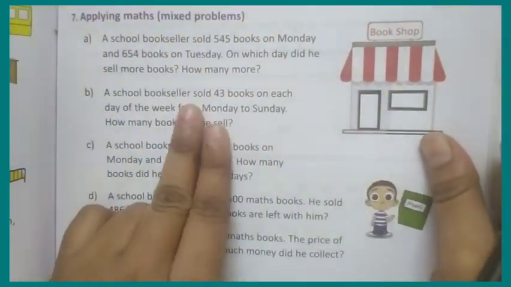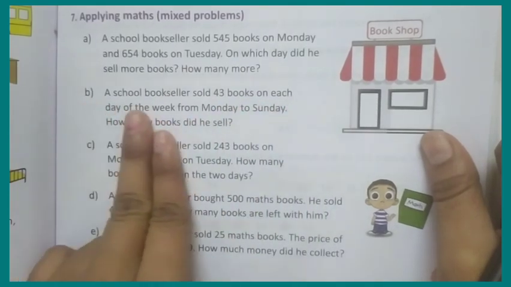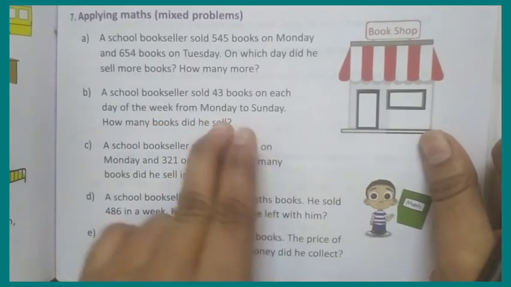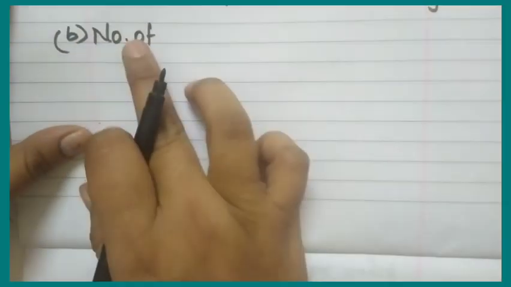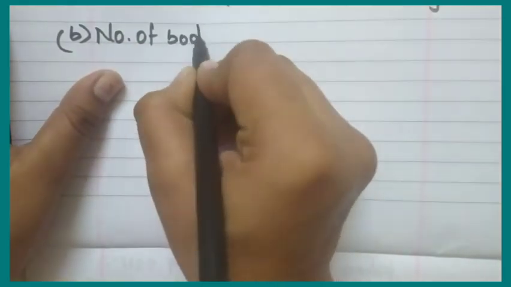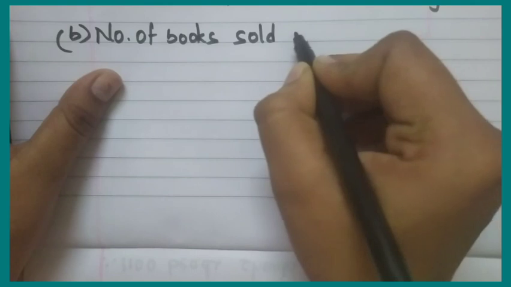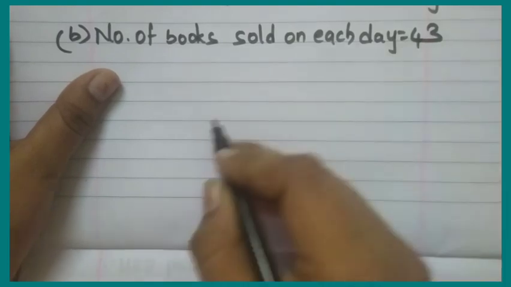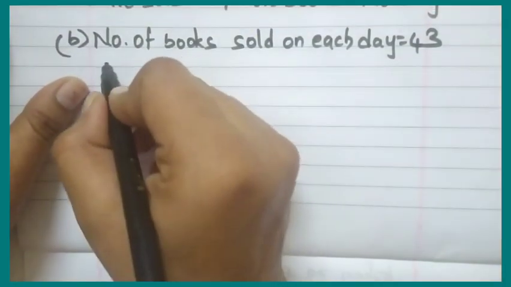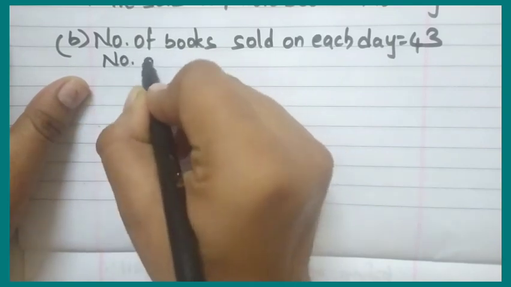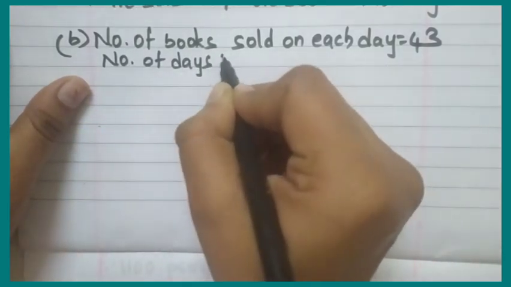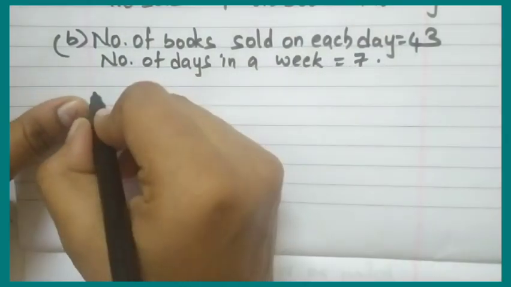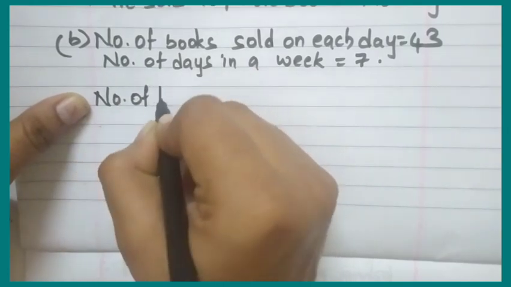Now look at B question. A school bookseller sold 43 books on each day of the week from Monday to Sunday. How many books did he sell? Look at B answer. Number of books sold on each day. On one day they sold 43. Okay. Now number of days in a week, 7.